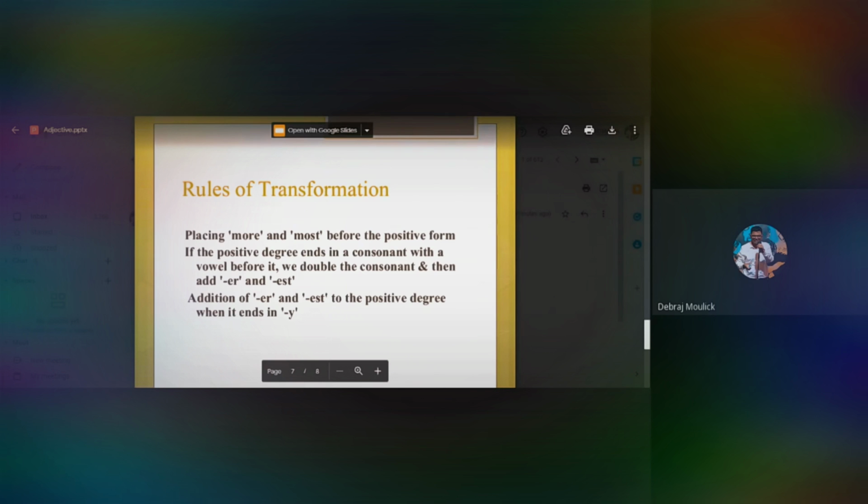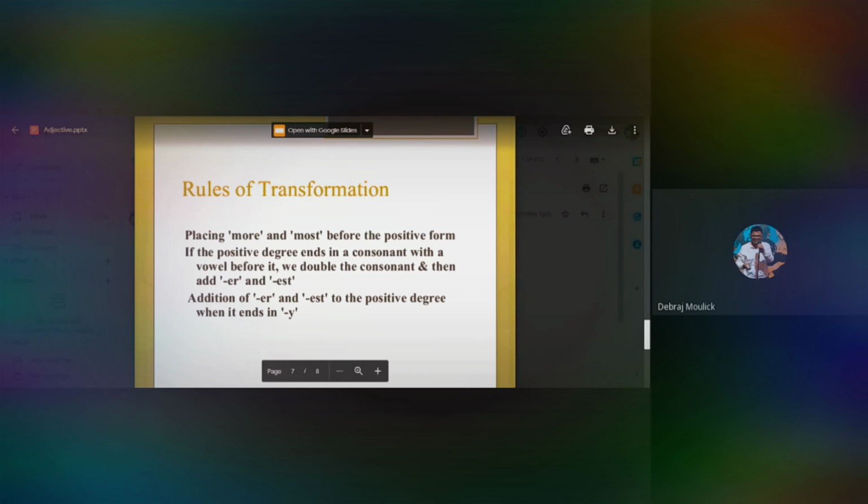Now we have another rule. If the positive degree ends in a consonant with a vowel before it, we double the consonant and then we add er and est. For example, big. It ends with a consonant with a vowel before it. In the word big, g is the consonant and i is the vowel. So we double the consonant, so big, then we put another g, bigg, and then we add er for the comparative and est for the superlative.